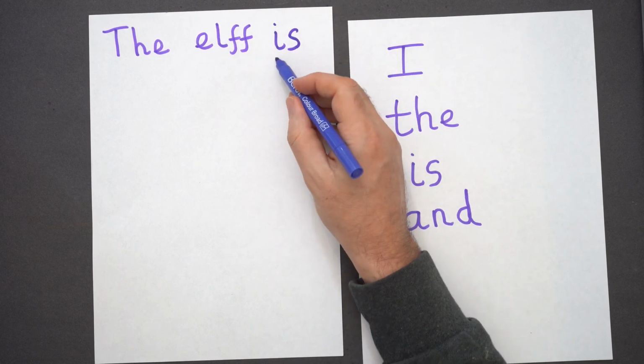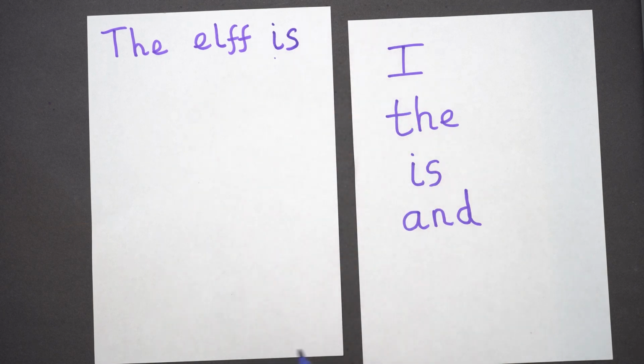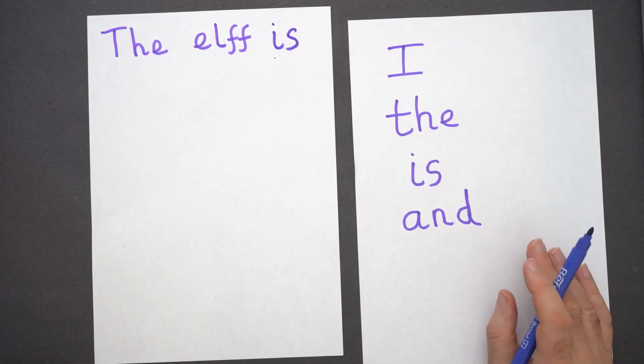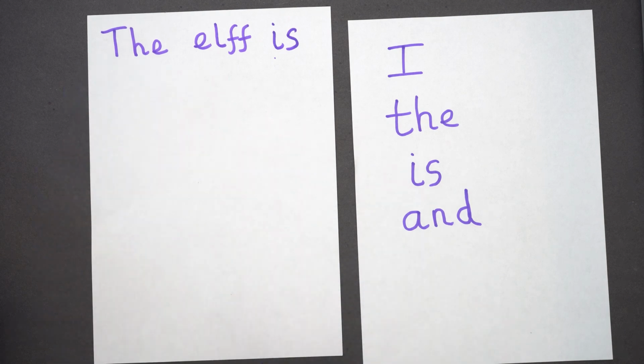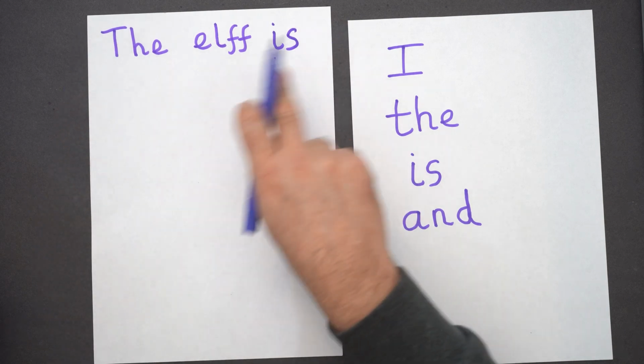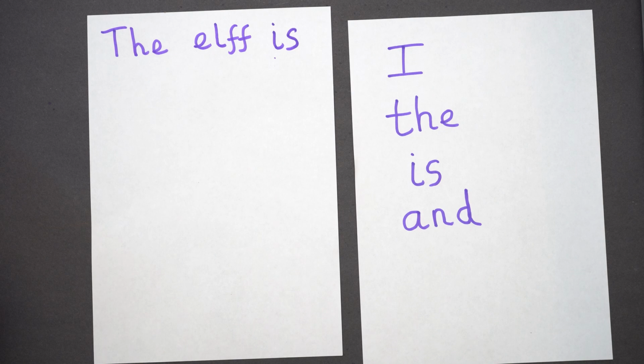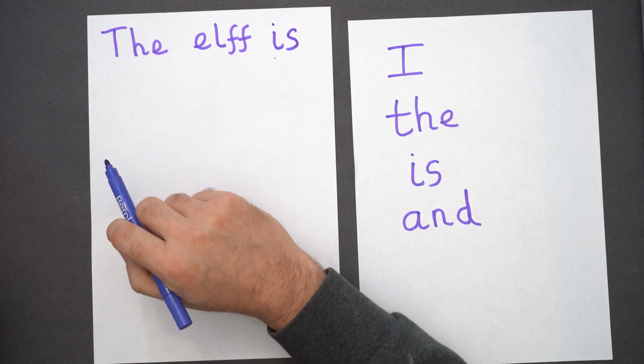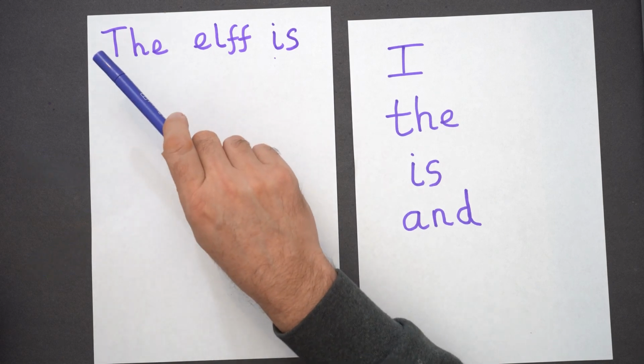Get them to check it. Is. Now if they say I've run out of space, say don't panic, start a new line. In English we write from left to right and from top to bottom. What's your next word? If they can't remember, get them to say the sentence again and point to the words.